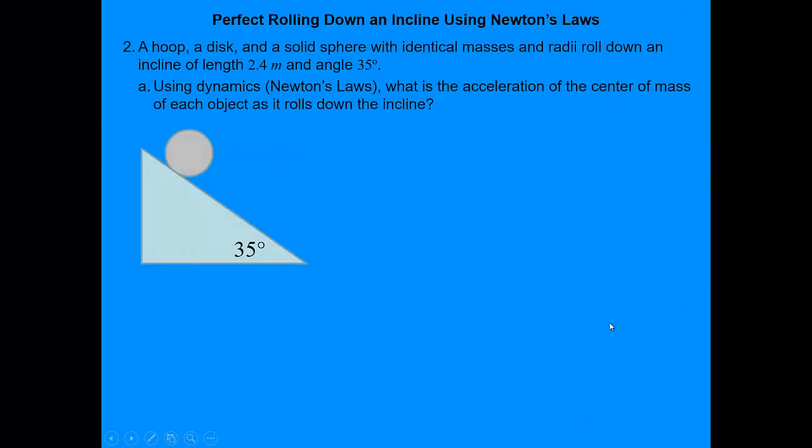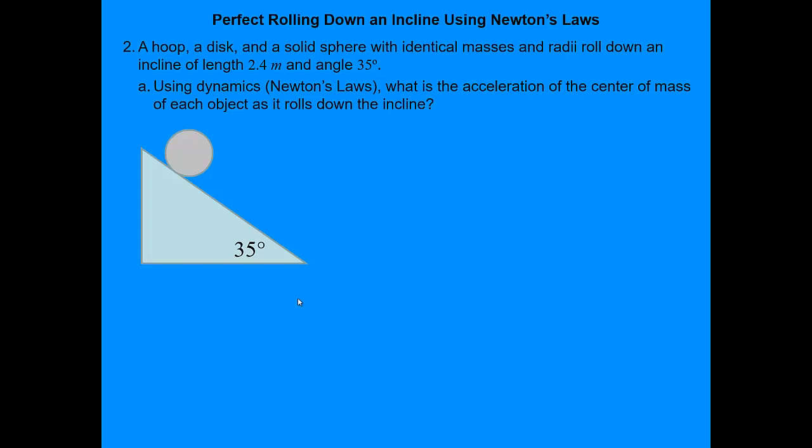This is just a generic object. Let's get a little more specific. We're going to roll three different objects: a hoop, a disc, and a solid sphere that happen to have the exact same mass and the exact same radii. The incline is 2.4 meters long and is at an angle of 35 degrees. So, we're going to do this in parts. First thing we're going to find, using Newton's laws, is what is the acceleration of the center of mass of each object as it rolls down the incline.